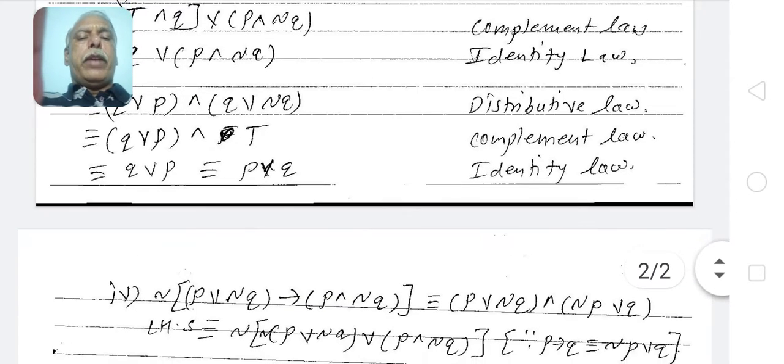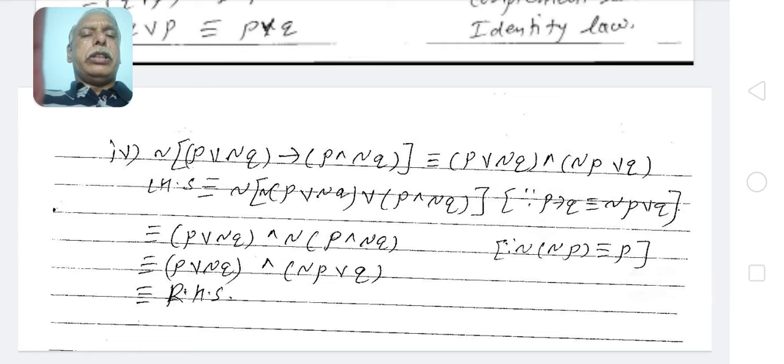Now the same way we can prove the second sum. Just go through this sum and try to solve the remaining problems from the same question yourself, which gives more confidence to you.